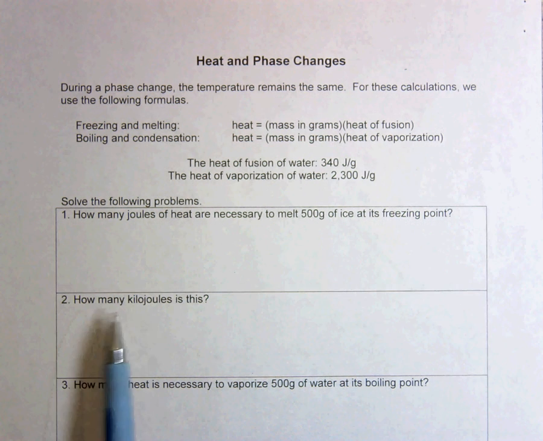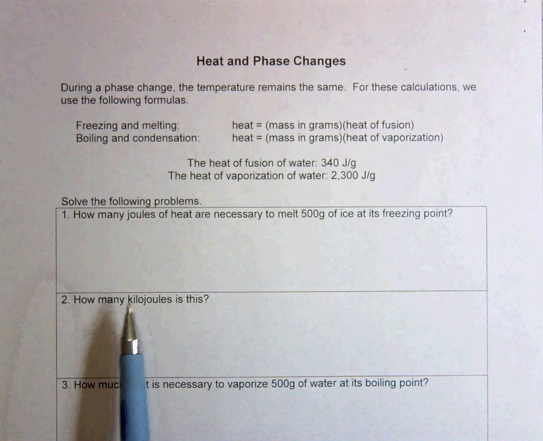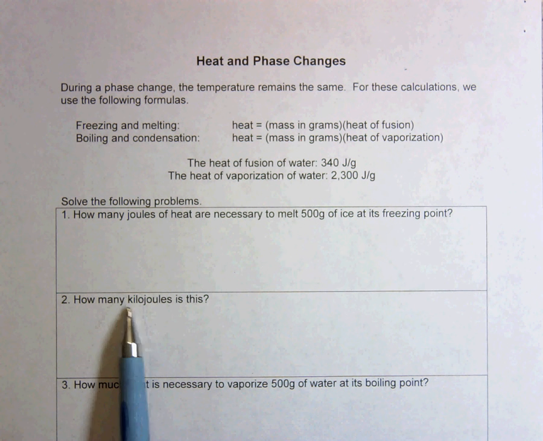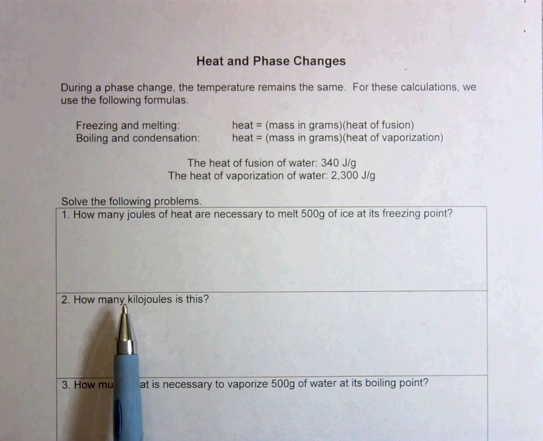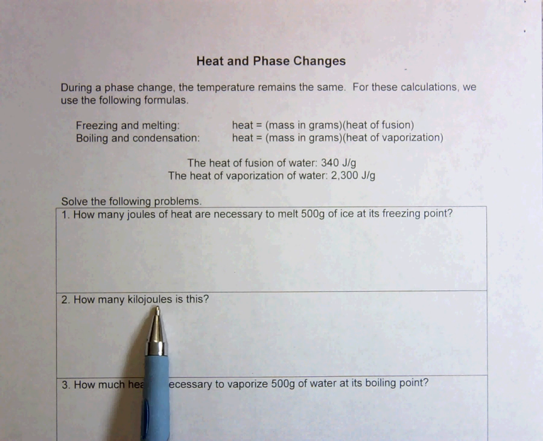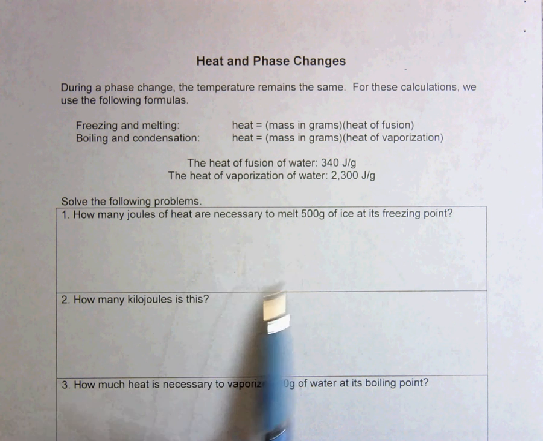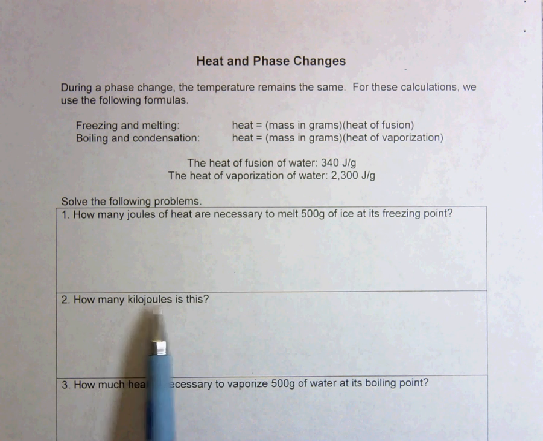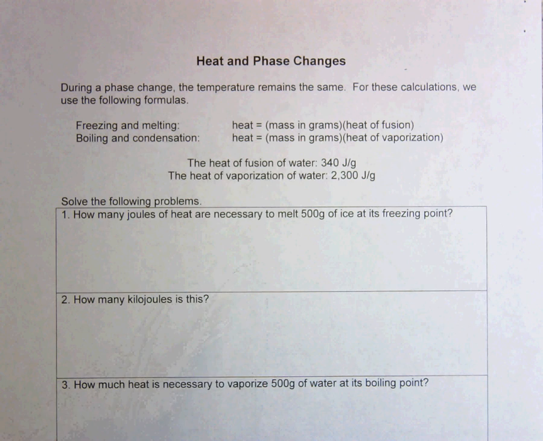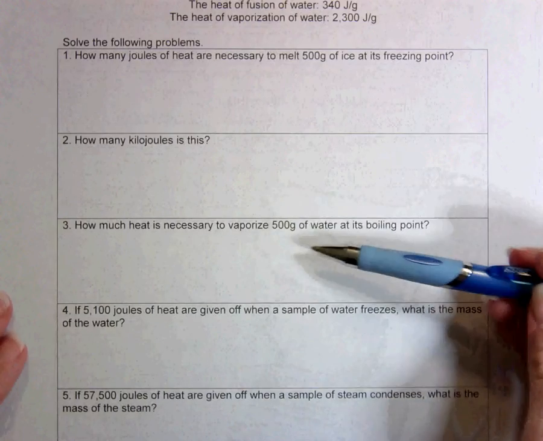Now when it asks how many kilojoules this is, I want you to remember that kilo means 1,000, so it's asking how many thousands of joules this is. So whatever answer you get here, how many thousands of joules is your answer? All right, the other ones are very straightforward.